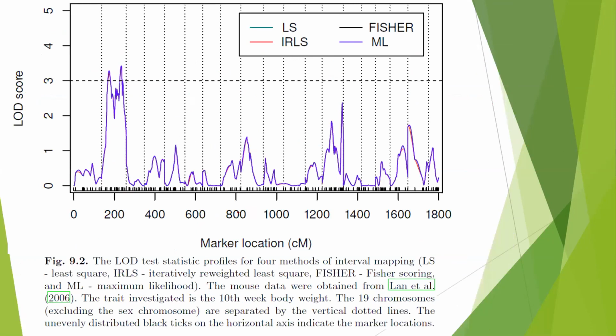For example, I believe this is still the same example using the mice data. This is an F2 mice population, and the x-axis represents the entire genome, about this long in centiMorgans. The dashed lines separate the different chromosomes. So for example, this region is the first chromosome, this region is the second, the third, and so on.